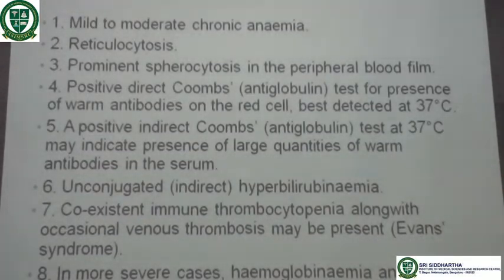Okay, you have unconjugated or indirect hyperbilirubinemia. Coexistence of immune thrombocytopenia along with venous thrombosis can be seen in one syndrome known as Evans syndrome. Okay, in very severe cases you can get hemoglobinemia, and hemoglobinuria also can be seen.